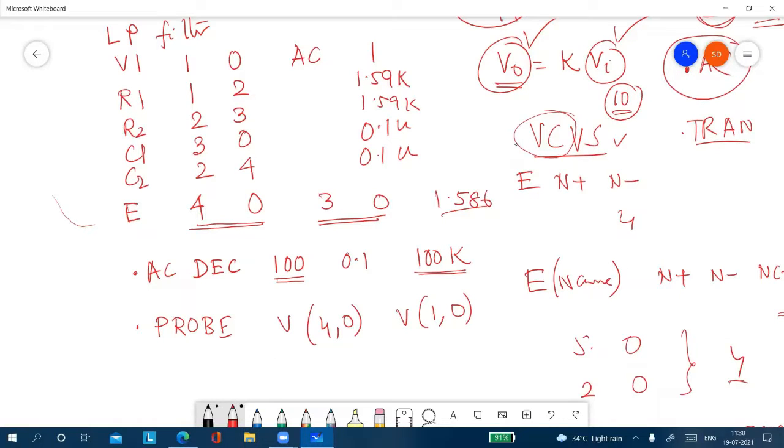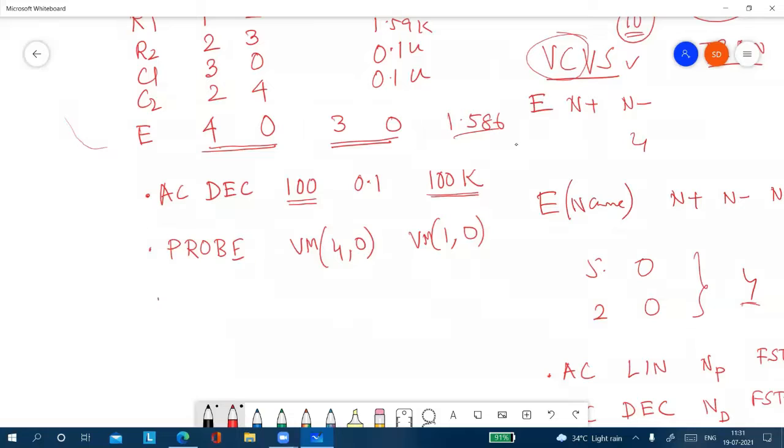Now, since this is an AC quantity, you have to write VM, M for magnitude. In the previous analysis, we analyzed DC signals, so there was no question of magnitude and phase. But here, since the supply is AC, we will analyze the magnitude. So .probe VM40, VM10. Then write .end.